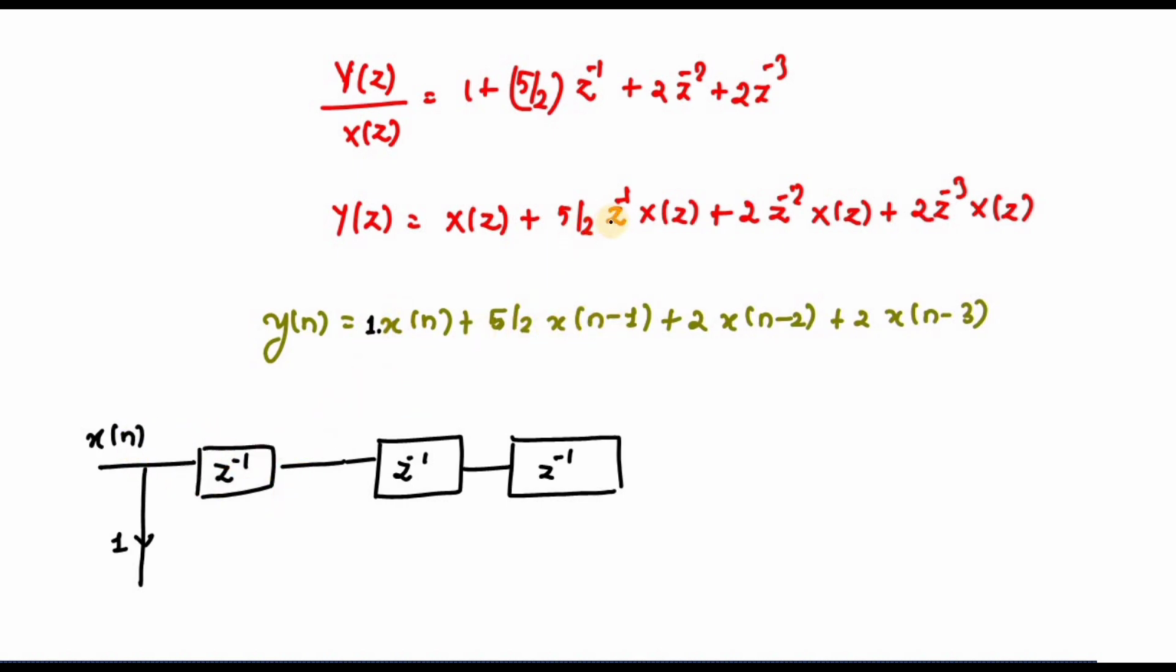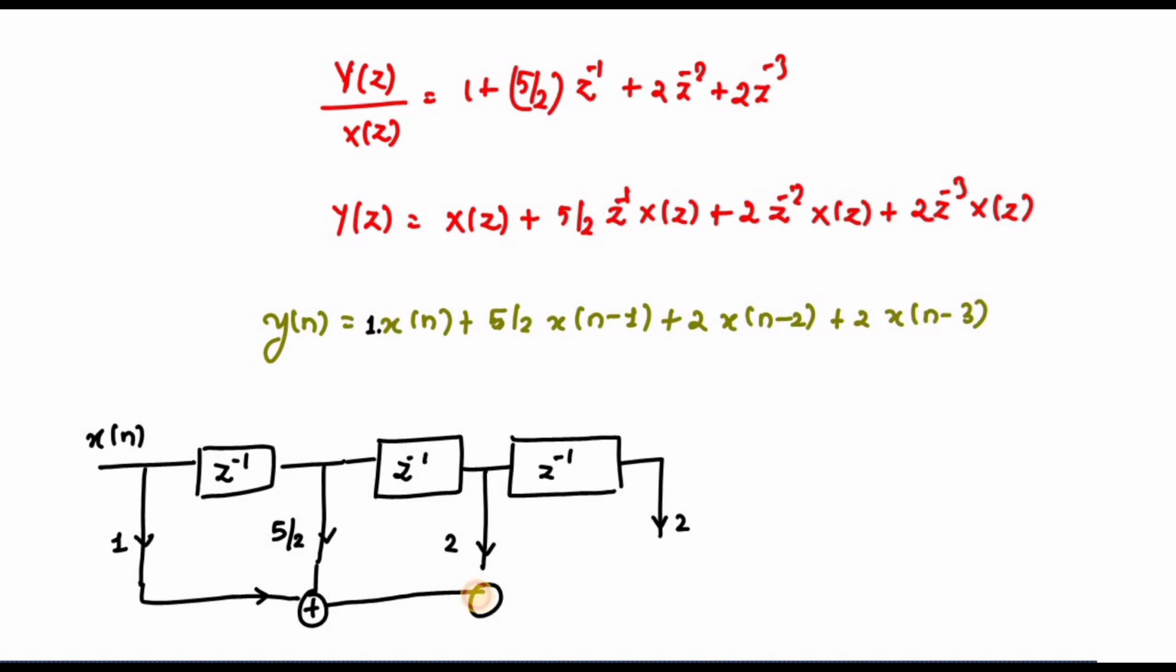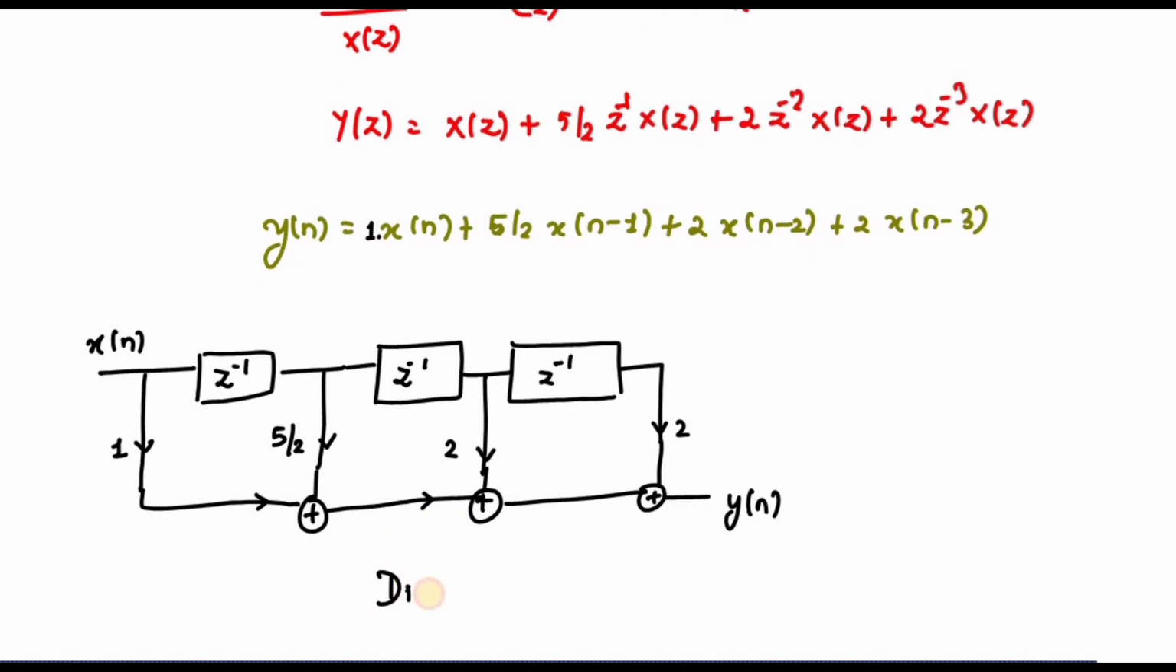Then x(n-1) I have to multiply with 5/2. Next, it is multiplied with 2, and another one is also multiplied with 2. Then I have to add these values, so I require 3 adders, as we can see in the above equation. If I add these, I will get the value of y(n). Like this, you have to realize the direct form of the FIR filter. You can see here I don't have any feedback.